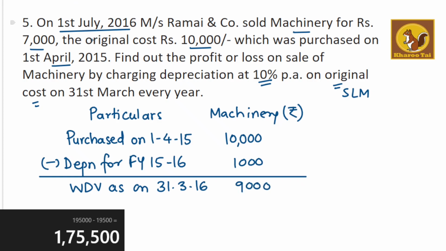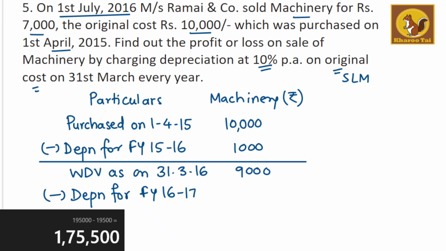And we have sold the machinery on 1st July 16. So in the next financial year, we have sold the machinery. That is, we have not used the machinery for the whole year. Till the time the machinery was used, we will calculate depreciation for that period. That is from April to June. On 1st July it was sold. So April, May, June, for 3 months we will calculate the depreciation. Depreciation for FY 16-17. This calculation is for your reference.